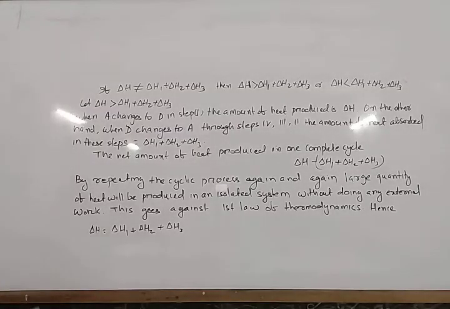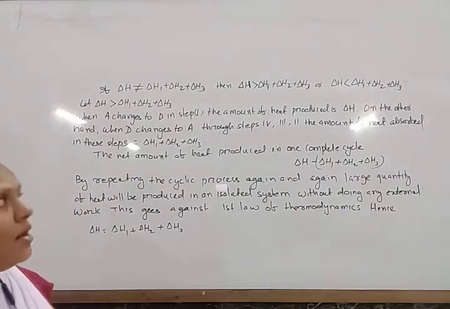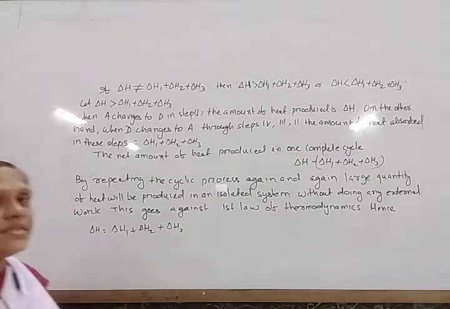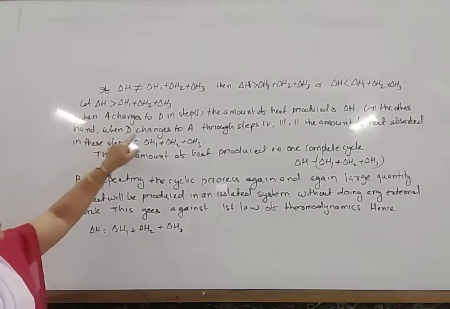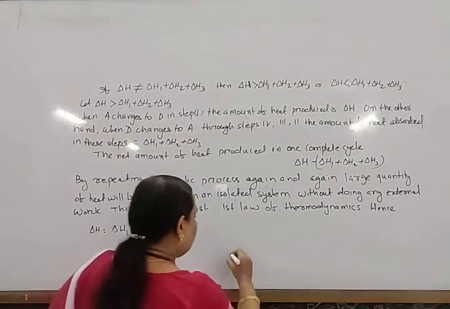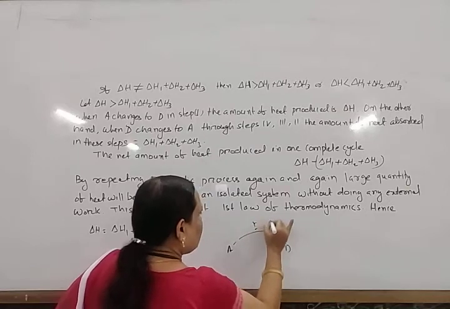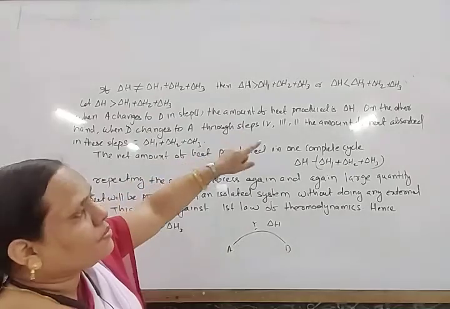So if ΔH is not equal to ΔH1 plus ΔH2 plus ΔH3, then ΔH may be greater than ΔH1 plus ΔH2 plus ΔH3, or ΔH may be less than ΔH1 plus ΔH2 plus ΔH3. Let ΔH be greater than this one. So when A changes to D in step 1 with energy change ΔH, that amount of heat produces ΔH.